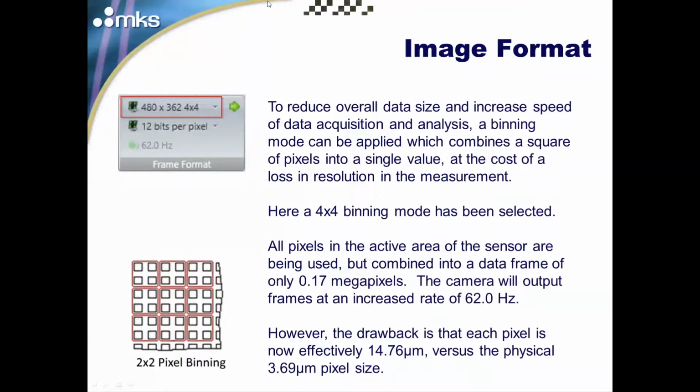There is a drawback of this where your effective pixel size on this camera previously was 3.69 microns per pixel. That's now only 14, almost 15 microns per pixel.